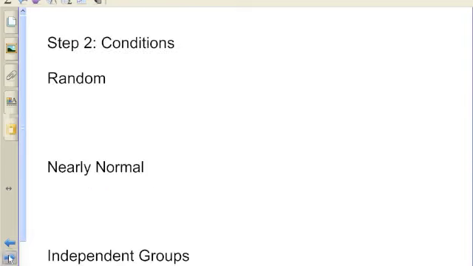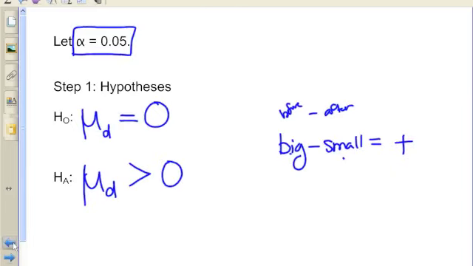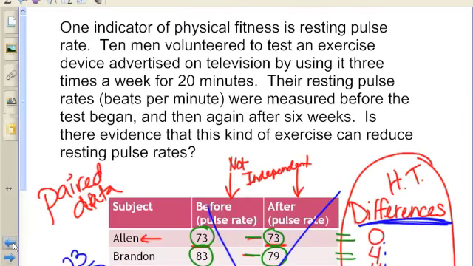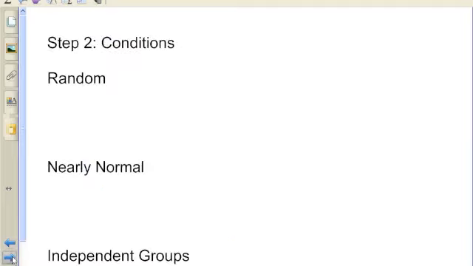Next step, of course, I'm going to check my conditions. The first thing it asks for is random. I don't recall, so of course I would read it through here. It says 10 men volunteered. So they are not random individuals, they are volunteers. That is very common in experiments. So I'm going to point out that we do have volunteers. Not random, may or may not even be representative, but that's very common in experiments.